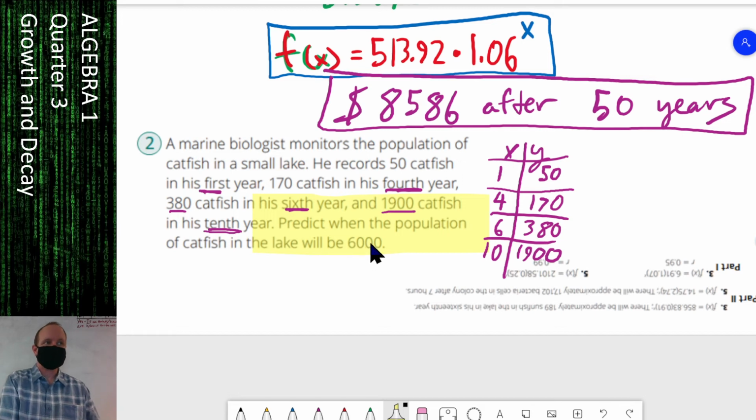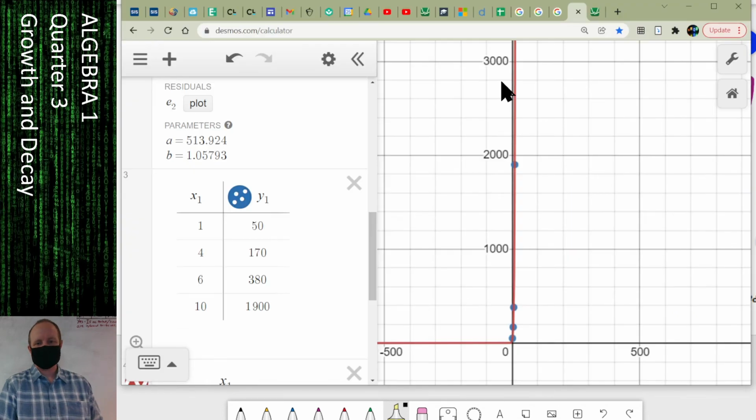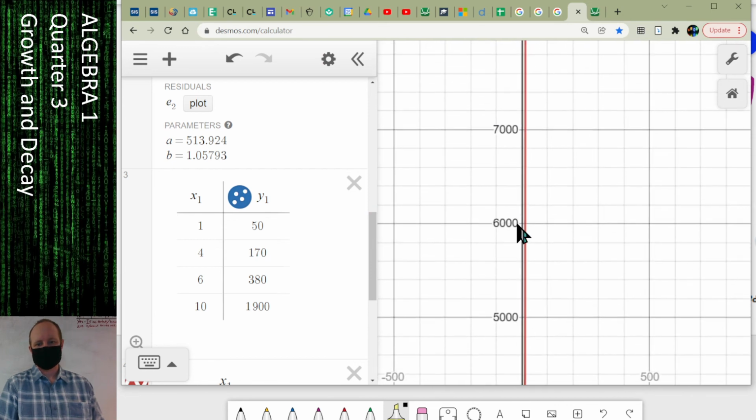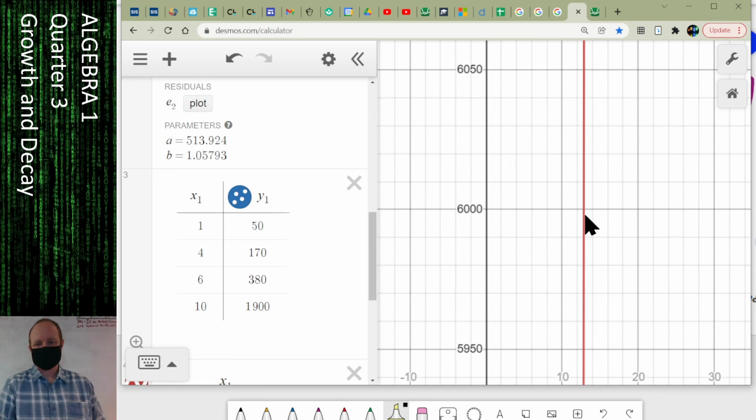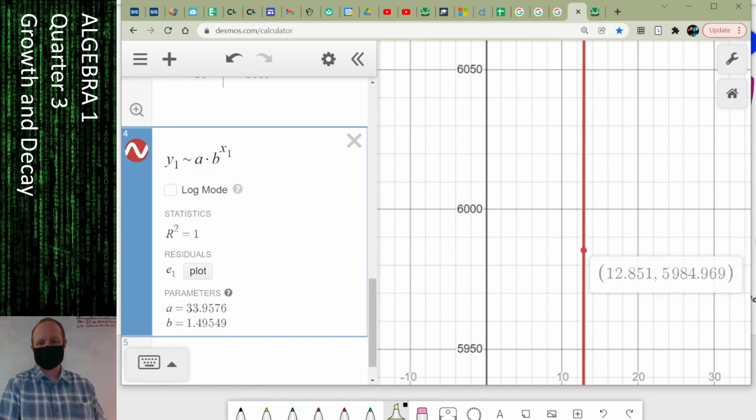Is 6,000 our x value or our y value? Does it belong on this side or this side? Would the 6,000 go over here or over here? It's a y value, right? So let's go and look at our Desmos here, and we're going to find 6,000 on the y-axis. Once I've found 6,000, I'm going to go directly across until I hit, there we go, the point.